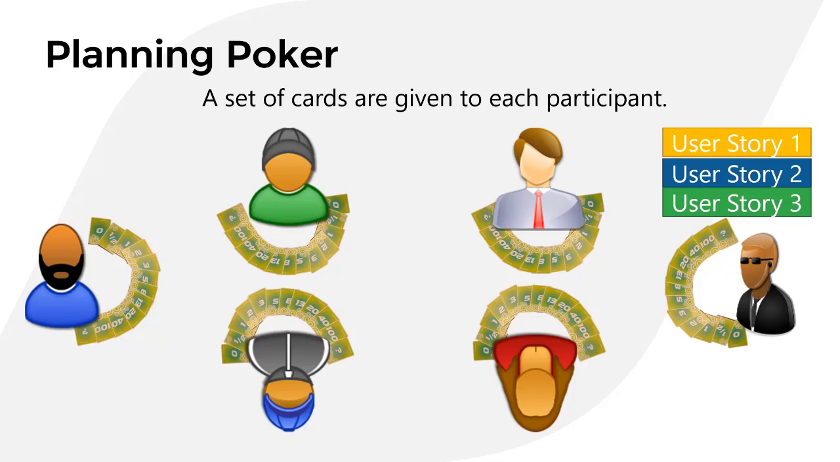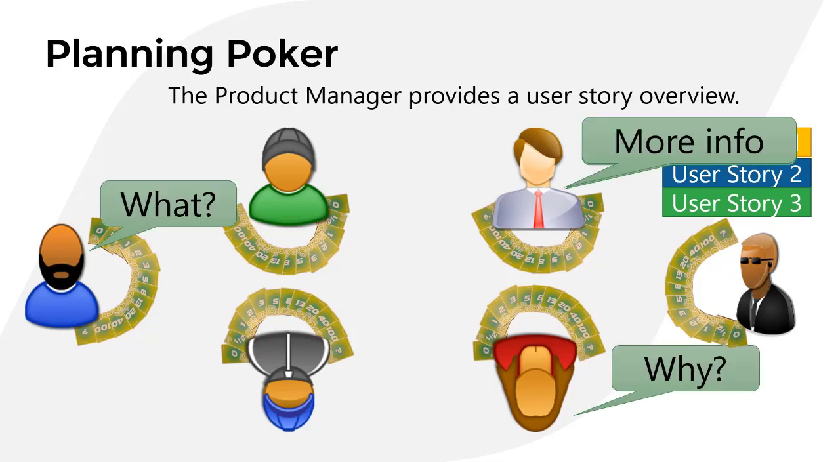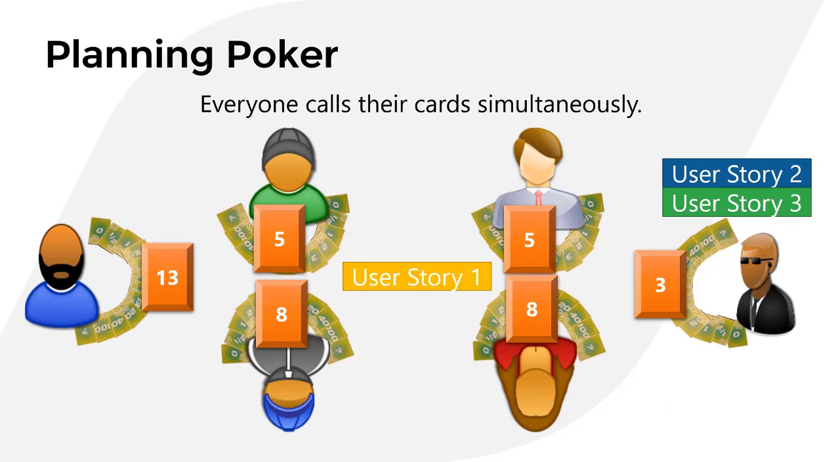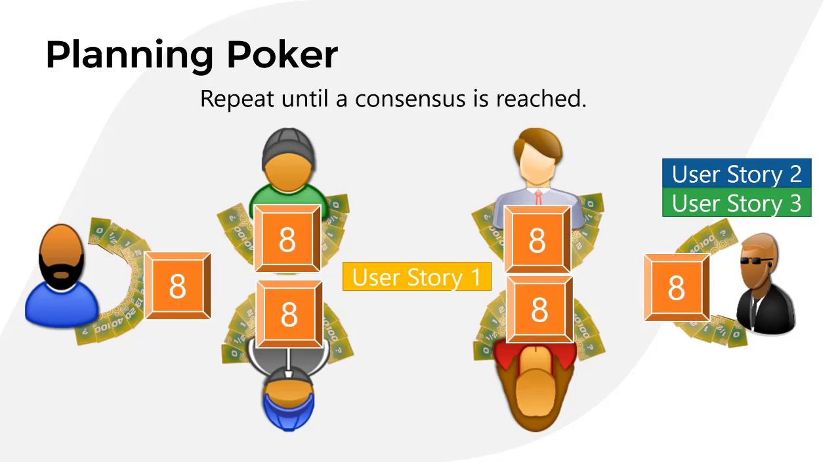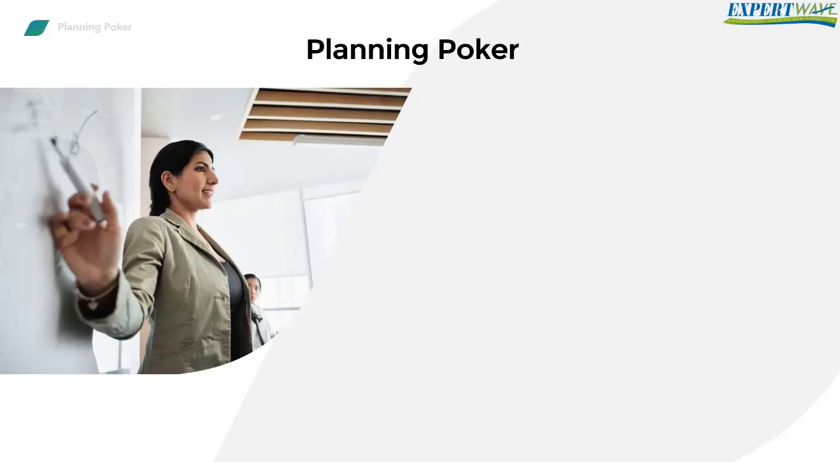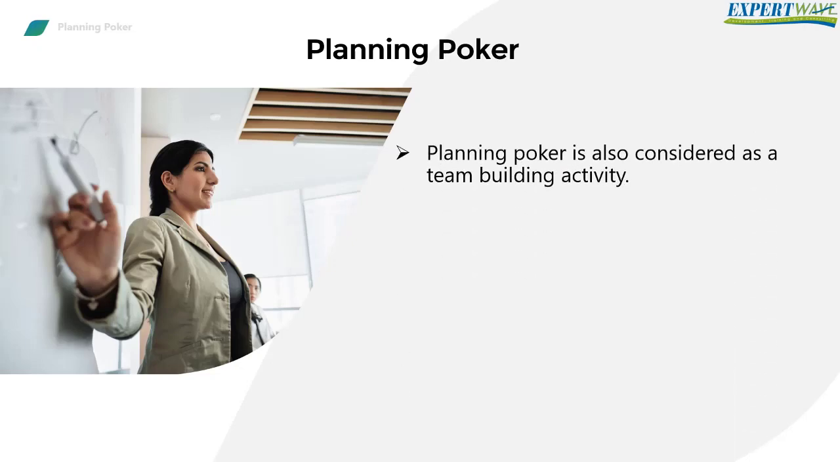Then each participant receives a number of cards representing the unit size, for example 1, 3, 5, 8, and so on. Then the user story is discussed to ensure that everyone is on the same page. Then each one provides their estimation and people with very high and very low estimates are asked to justify their estimations. Then the process is repeated over and over until consensus is reached among all. Planning poker is a game and may be considered a team-building activity.